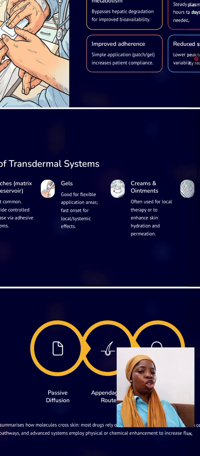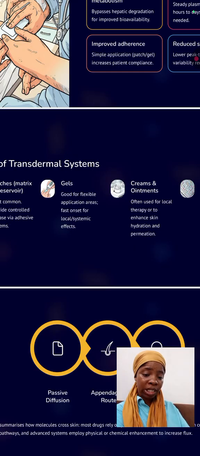Then we talk about gel. It is good for flexible application, with fast onset for local or systemic effect. This gel is used for localized area and also has a systemic effect, which means if you apply it on a localized area, the surface of the skin, it also has some impact within our system and works. Then we talk about the creams and ointments of these drugs.